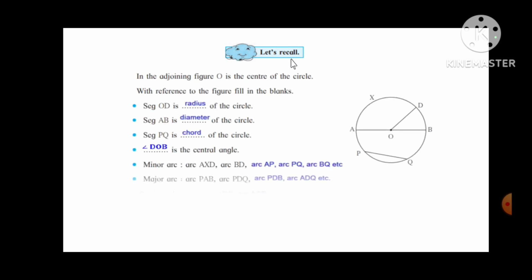You have to recall the things. Friends, in the adjoining figure, O is the center of the circle. With reference to the figure, fill in the blanks. I have already given some blue color here. The question is: segment OD is dash dash of the circle. It is nothing but OD, the radius of the circle. Not only OD, here you will get OB, OA. These are also radii of the circle.